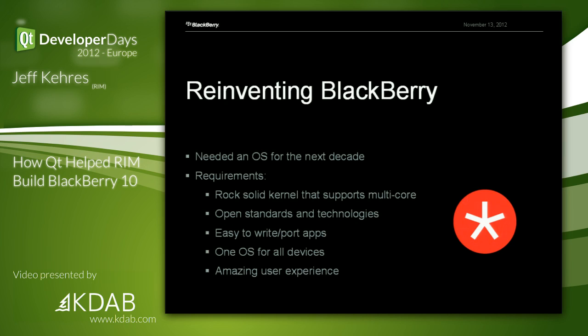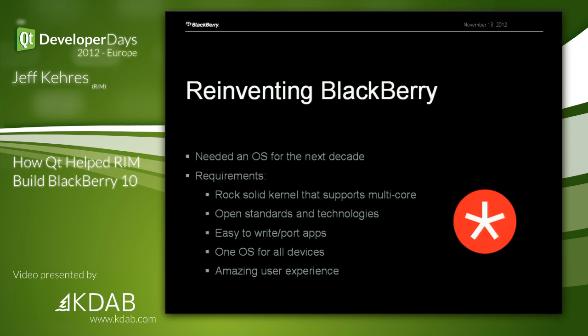Prior to BlackBerry 10, RIM had an operating system that was based on a kernel that we had developed in-house, and there was a Java virtual machine which we had developed in-house, and all the apps were written in Java. But this platform was showing its age, and it was becoming clear that it wasn't going to be able to scale to meet the needs of the new devices that we wanted to have coming in the future. So the decision was made to start over and build a new operating system from scratch.